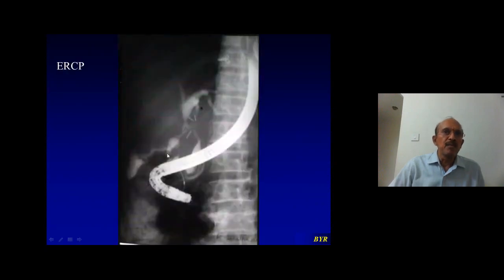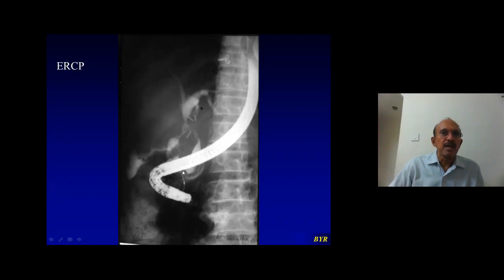This is the ERCP film. This is the bile duct. This is the right hepatic duct. This is the left hepatic duct. This is the common hepatic duct. It got injured here during a laparoscopic cholecystectomy operation. You can see the images of the clips here. So this got injured here.